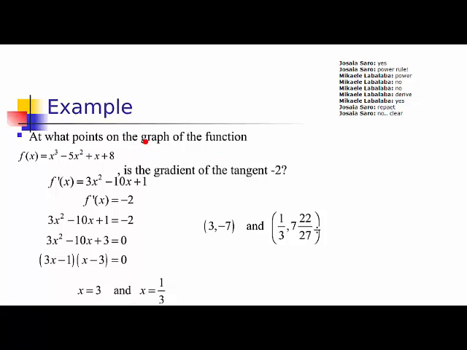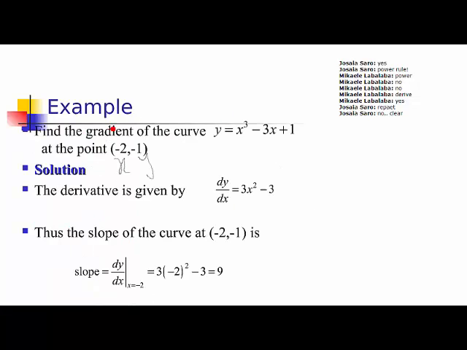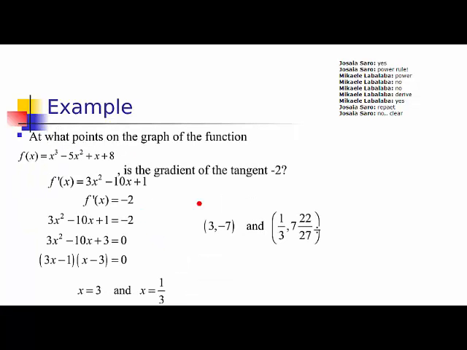Okay, at what point on the graph of the function f(x) equals x cubed minus 5x squared plus x plus 8 is the gradient of the tangent negative 2? Now, for the first example, you were given the points and you had to find the gradient. Now what is given to you? You are given the gradient. You have to find the points. Is the question clear?